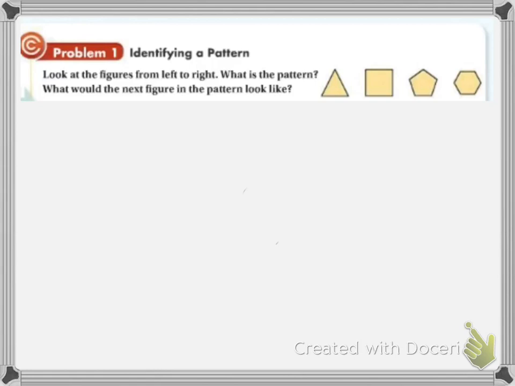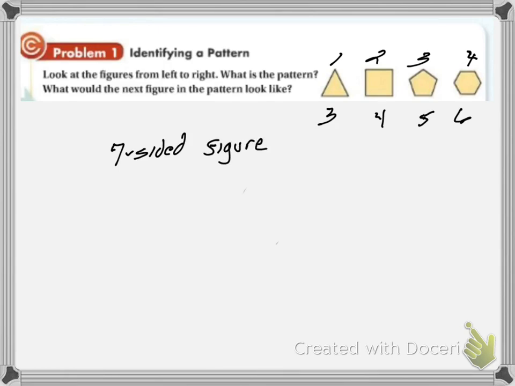When you're looking at here, it's just how does the first picture relate to the second picture, relate to the third picture, relate to the fourth picture. So we have 3 sides here, we have 4 sides here, we have 5 sides here, we have 6 sides here. So what's going on? Well, it's going up by 1 side. So the next figure would have 7 sides. So it'd be a 7-sided figure, or a heptagon, whatever you want to say.